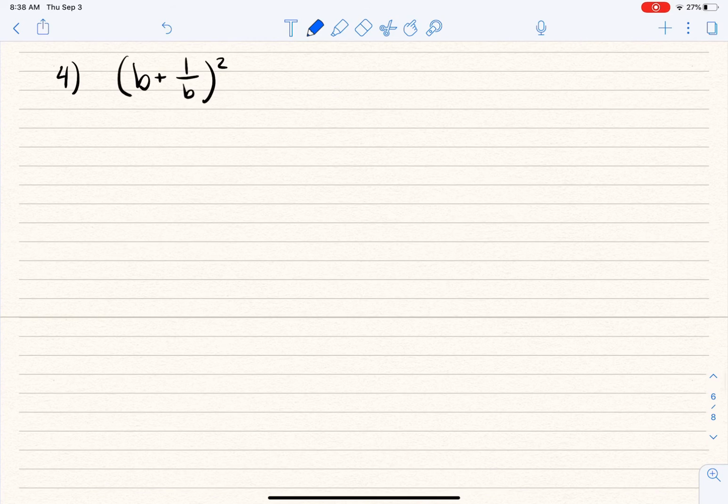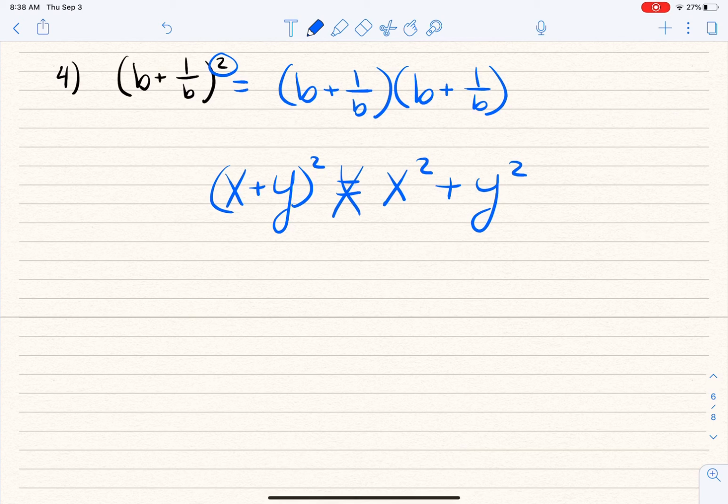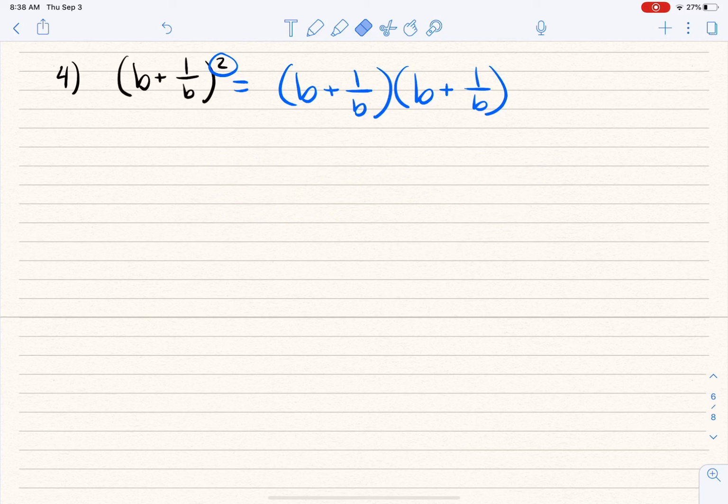Number 4. Hopefully you guys had a little bit of fun with this one, realizing at first that to say that this thing is squared just means you multiply it by itself. So you say b plus 1 over b times b plus 1 over b. Hopefully you remembered that if you have two things being added up and it says squared, that is never equal to just x squared plus y squared. That's never true. Ever, ever. Don't ever do that. Okay, that's a big mess. Don't do that. Instead, you've got to think about it in terms of that whole thing times itself. And so then we just FOIL.